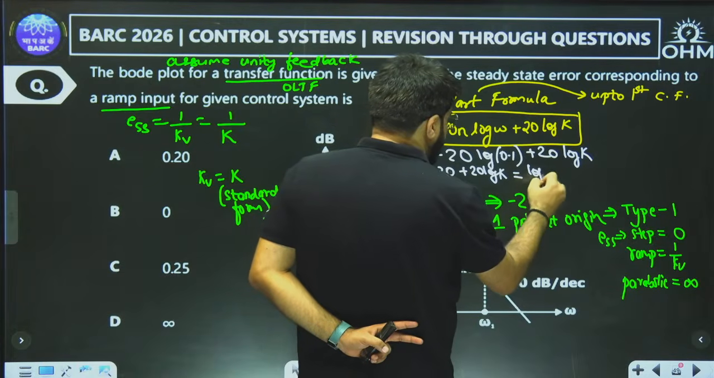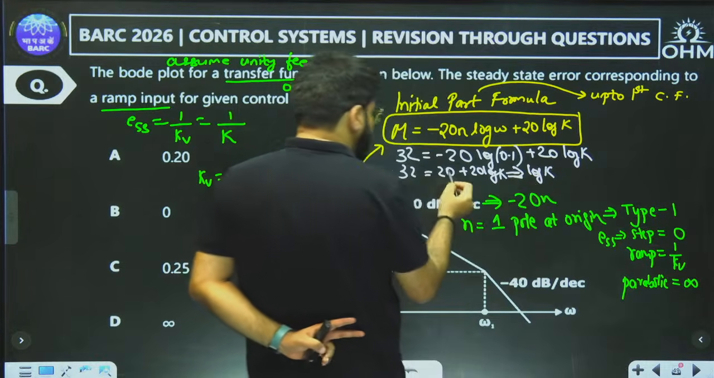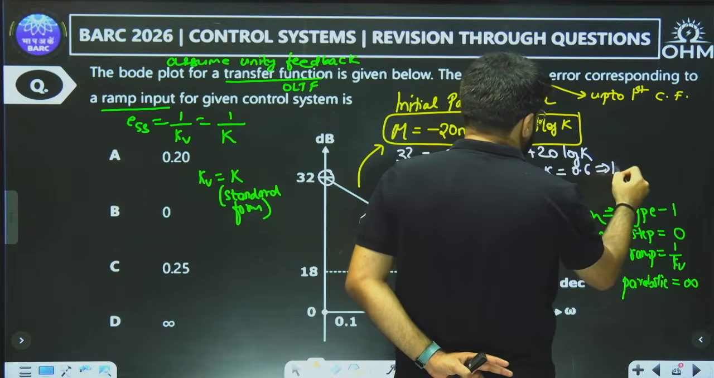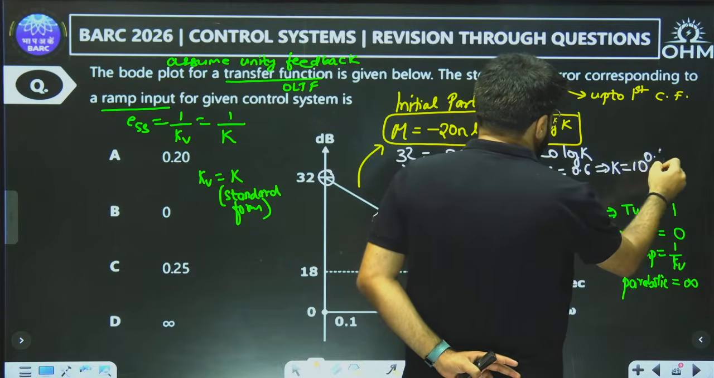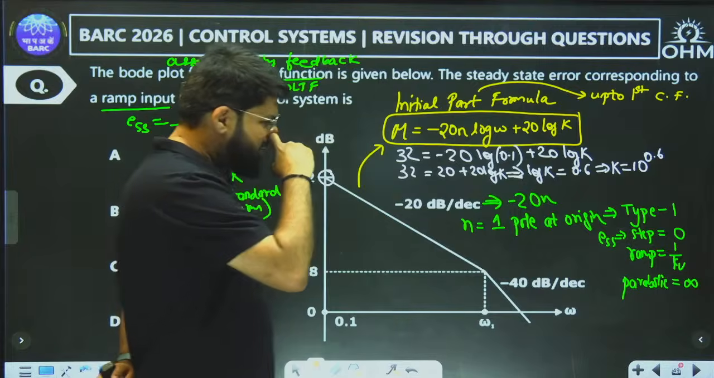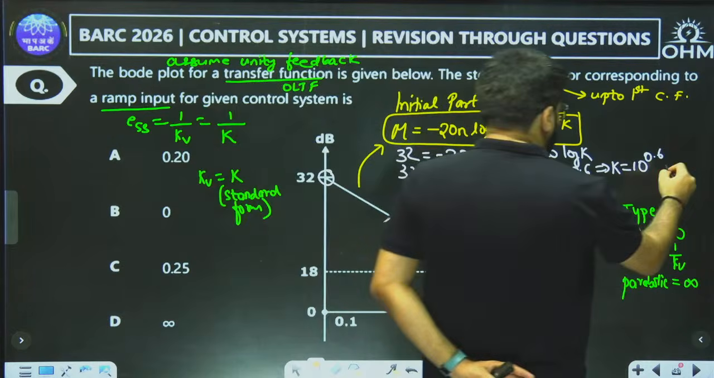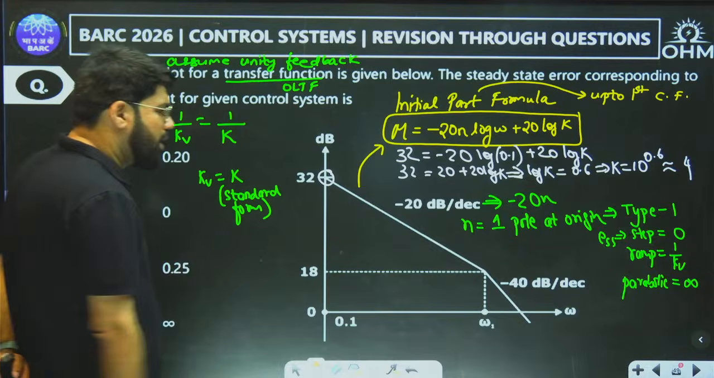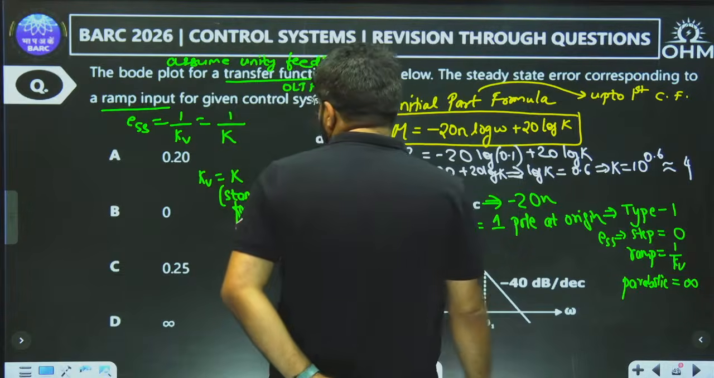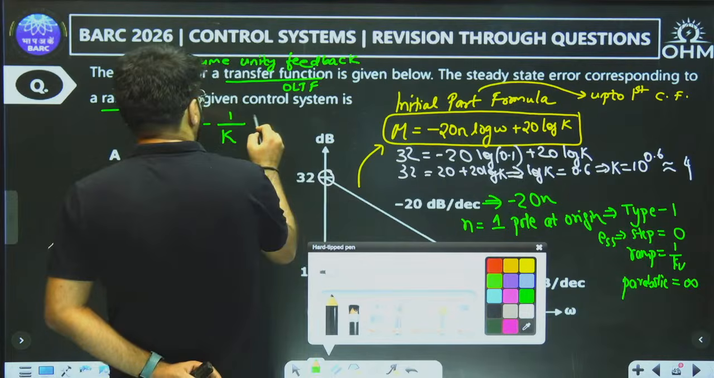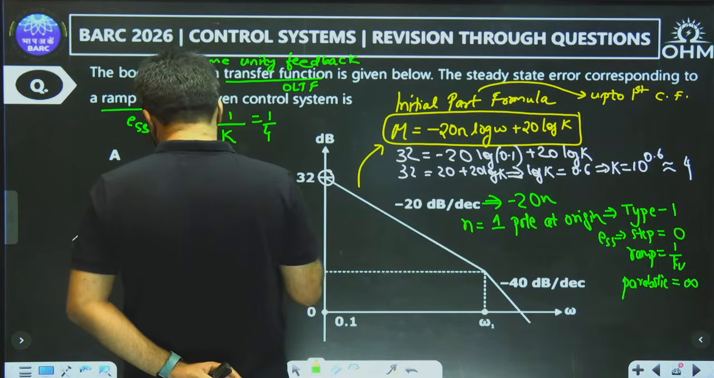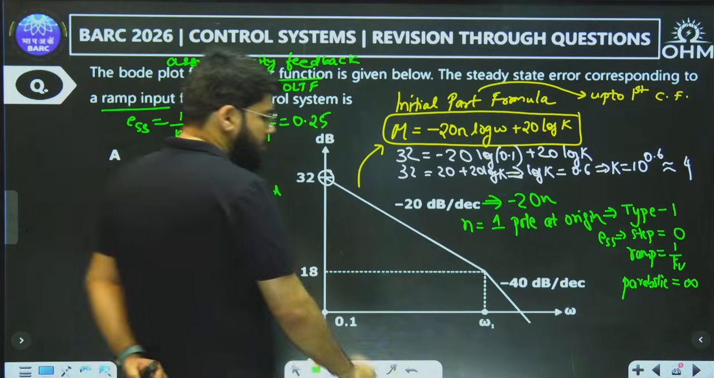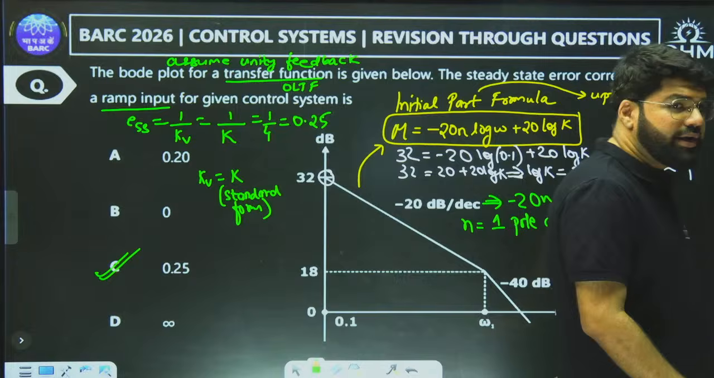First of all, what is the value of log K from here? 12 by 20, that is 0.6. K will be 10 raised to the power 0.6, which is approximately 4. 20 log K is 12, so it should be approximately 4. K equal to 4. So the answer is 1 by 4, that is 0.25. Option number C, 0.25, is the correct answer.